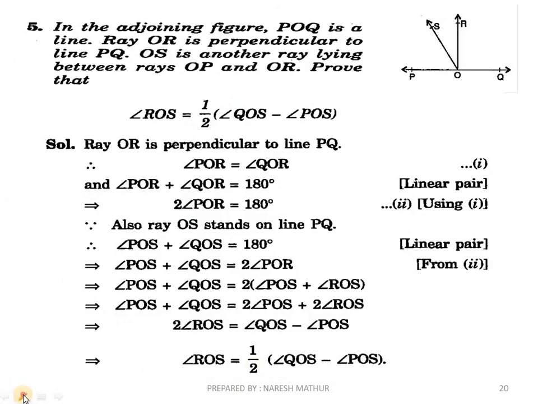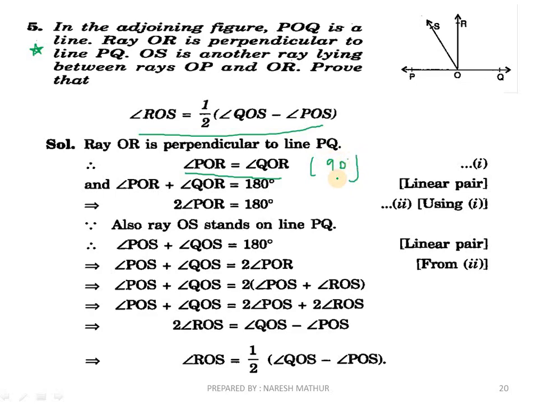Now this one is an important question. We are given a figure where OR is perpendicular to line PQ and OS is another ray lying between rays OP and OR. We need to prove that angle ROS equals half of angle QOS minus POS. Again, we can solve this question by many methods. Here, if OR is perpendicular to line PQ, then we can write angle POR equals angle QOR. Both are 90 degree.